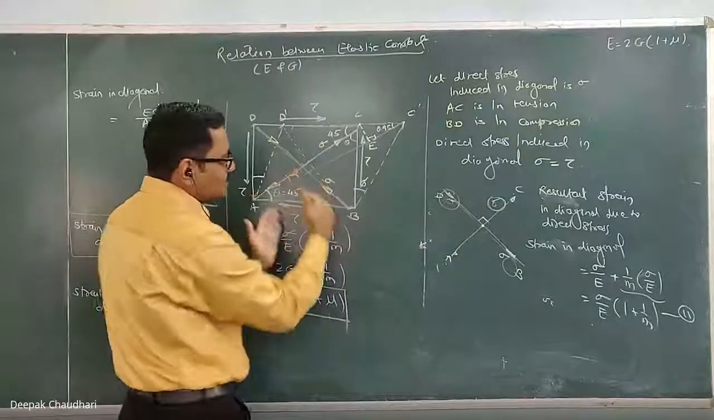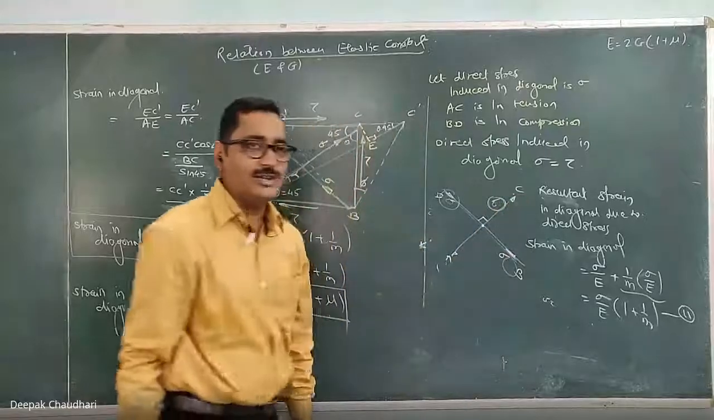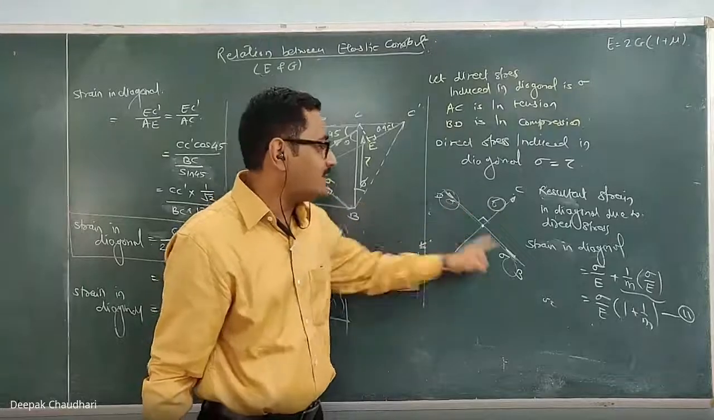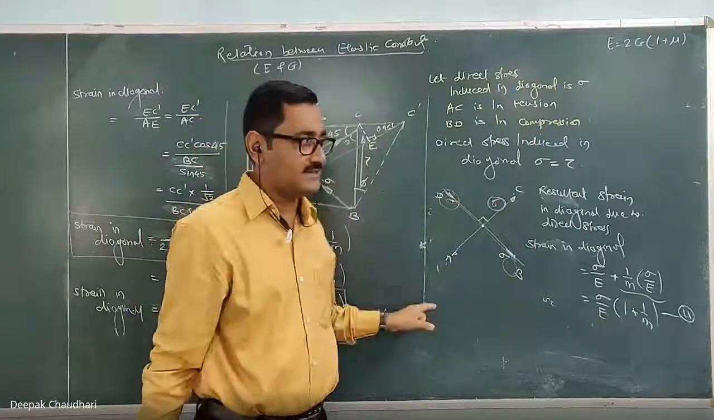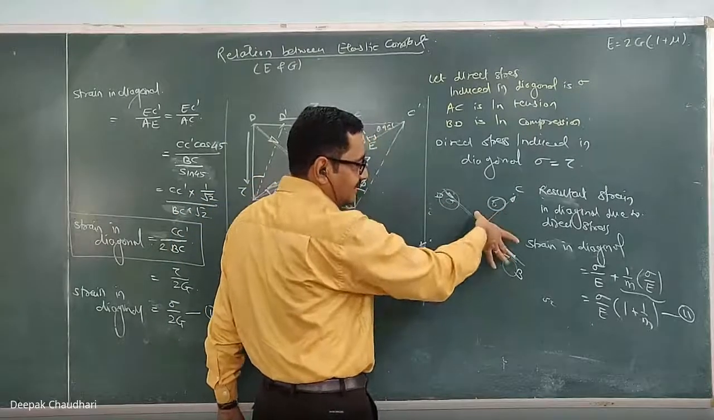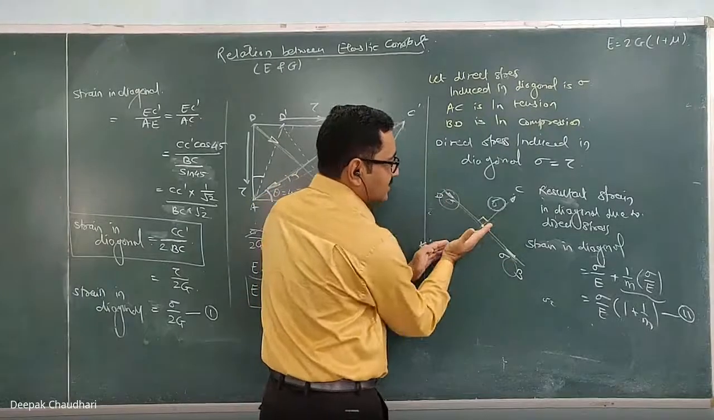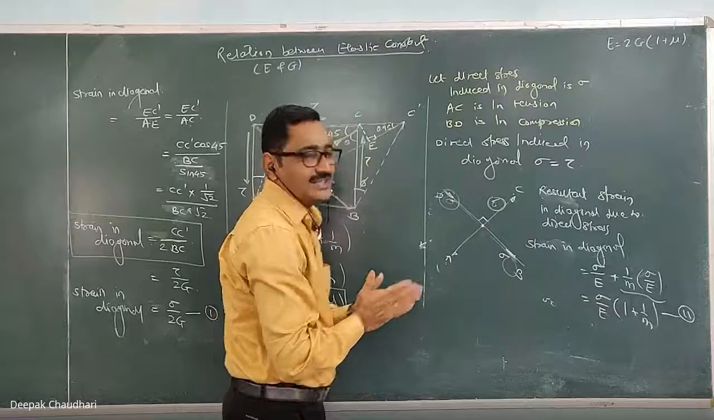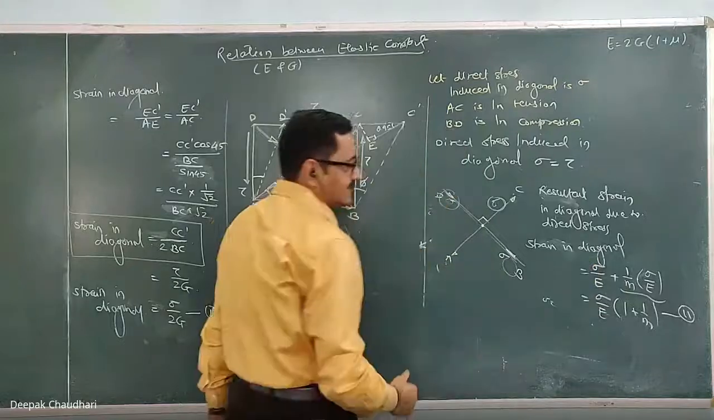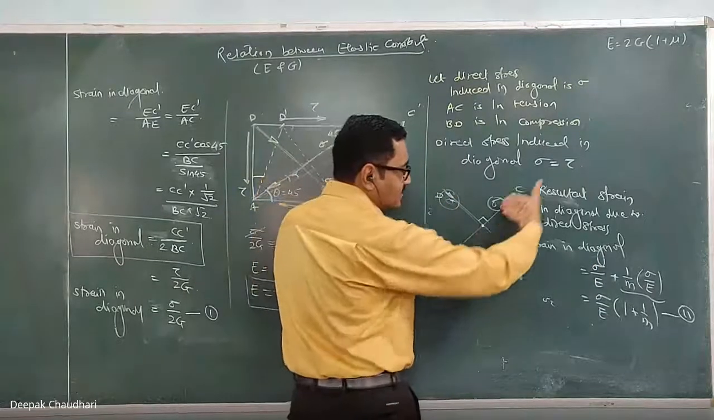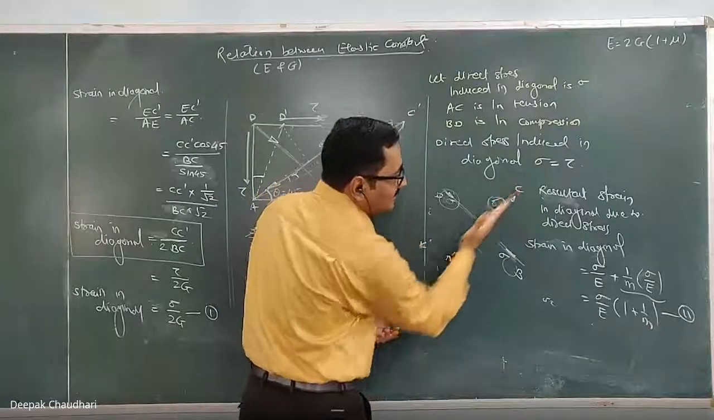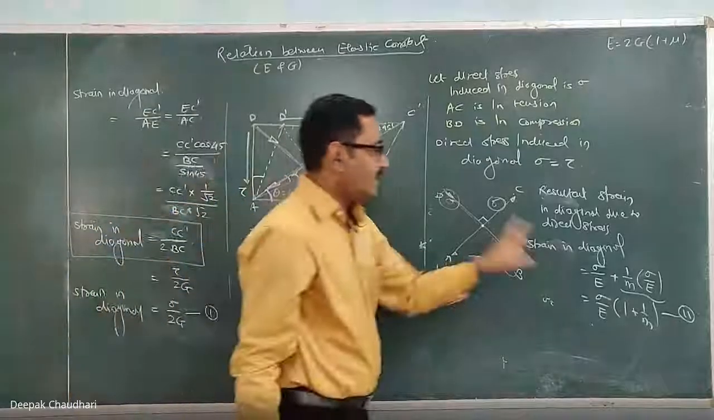Then, by considering these two mutually perpendicular diagonals, we calculated the strain in diagonal AC because of these two biaxial stresses. This diagonal is in tension, whereas this one is in compression. Because of both effects, we calculated the total strain in diagonal AC. The resultant strain in diagonal AC is sigma upon E, which is tensile in nature. This is the linear strain along AC because of this tensile stress, and the other stress is also responsible for inducing strain in diagonal AC. That becomes the lateral strain.